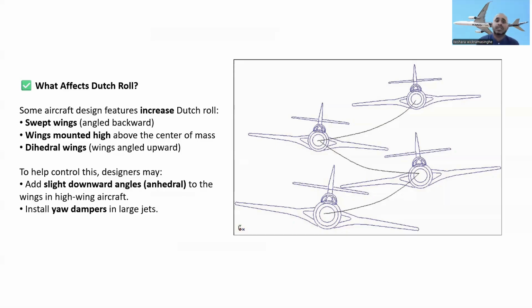To help control these, designers may add slight downward angles, like anhedral, to the wings in high wing aircraft, and install yaw dampers in large jets. So this is called the Dutch roll: yaw and roll. And to overcome this, we use the yaw dampers.